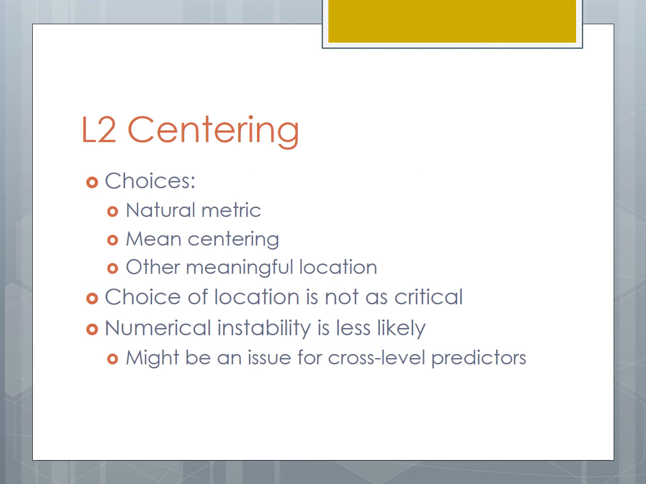Level 2 centering. You have 3 choices. You have your natural metric. We now have only grand mean centering because there are no clusters above in a 2-level model. And then other meaningful locations. The choice of your location is not as critical, as numerical instability is less likely and interpretation might not be as complicated. But there could still be issues with numerical instability if we have cross-level predictors. So there could still be something going on if we're looking at cross-level interactions.